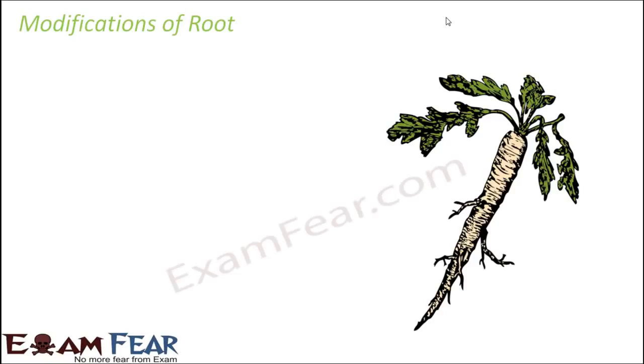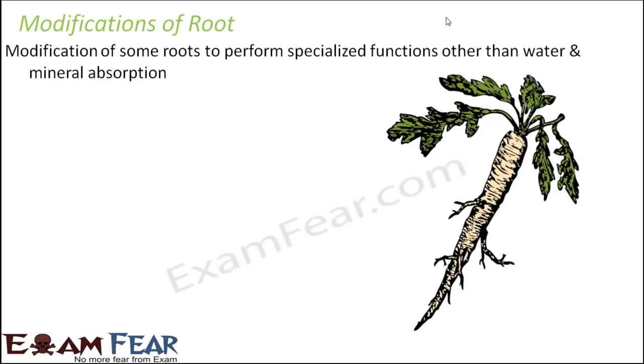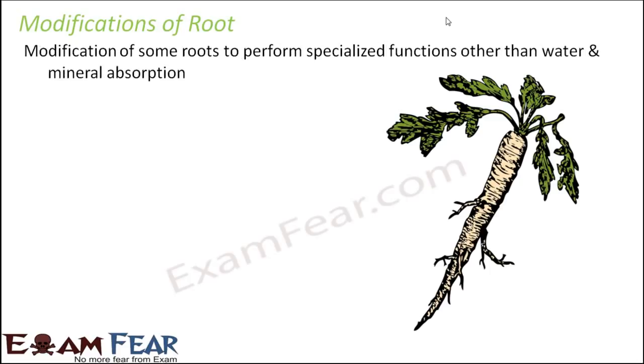So here under this topic we are going to talk about the various modifications of root which we see in different plants. So modification of some roots to perform specialized functions other than water and mineral absorption. Absorption of water and minerals is considered to be one of the very basic functions of a root. So some of these functions are food storage, respiration, support.